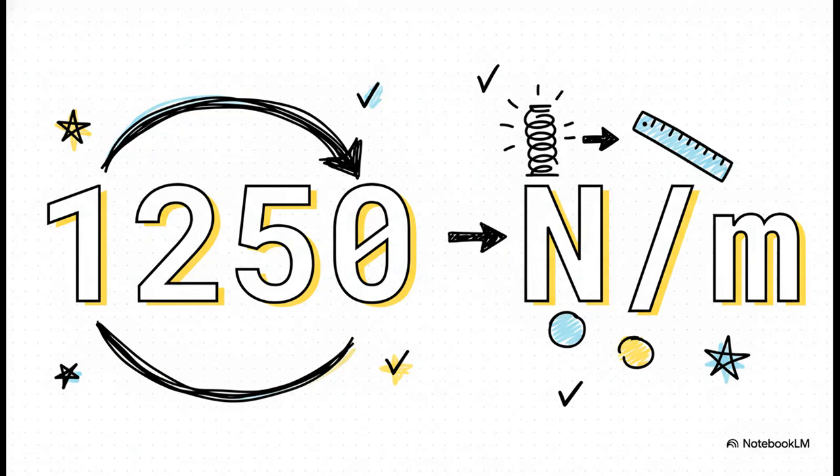But wait, an answer without units is like a sentence without a period. It's not finished. It's 1250 newtons per meter. Seriously, don't throw away an easy mark right at the finish line. Always, always include your units. That's what a pro does.